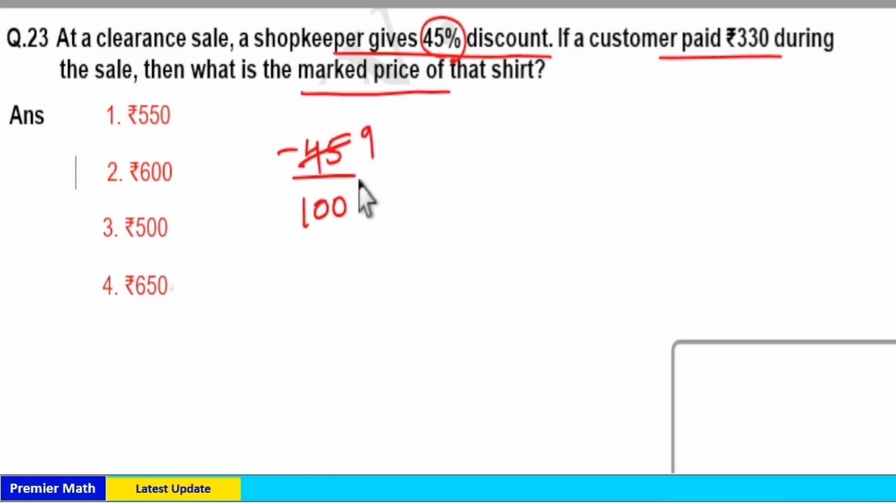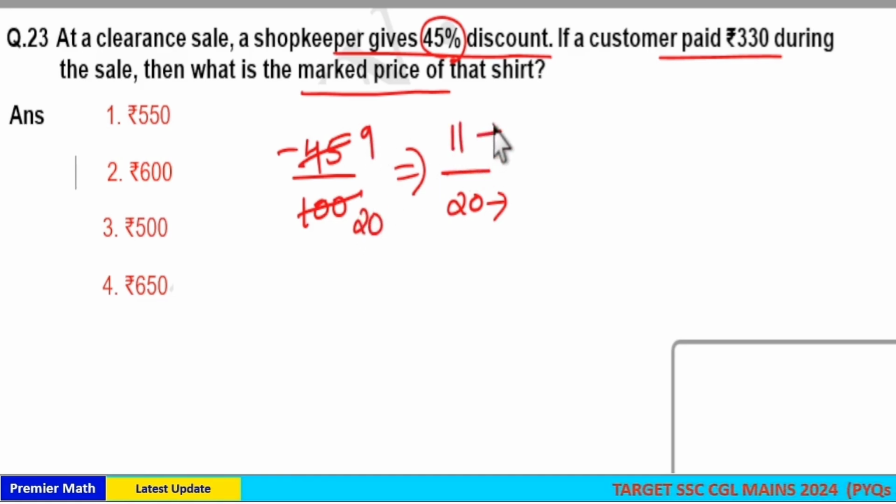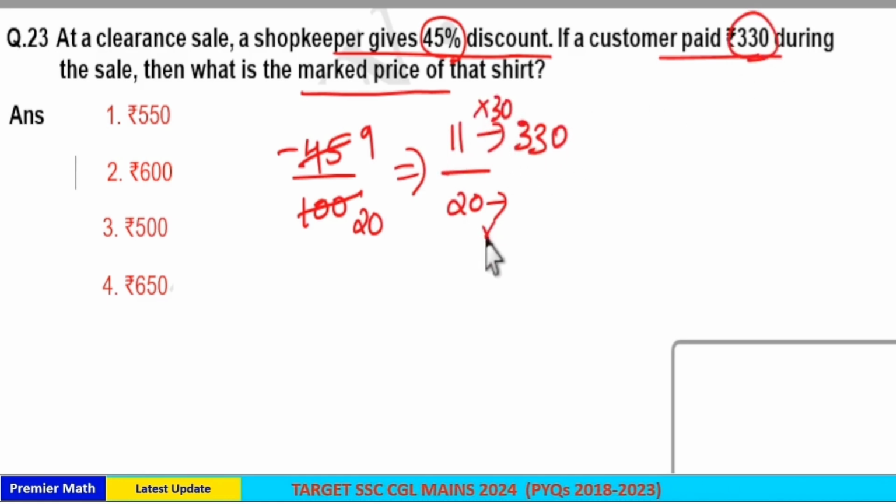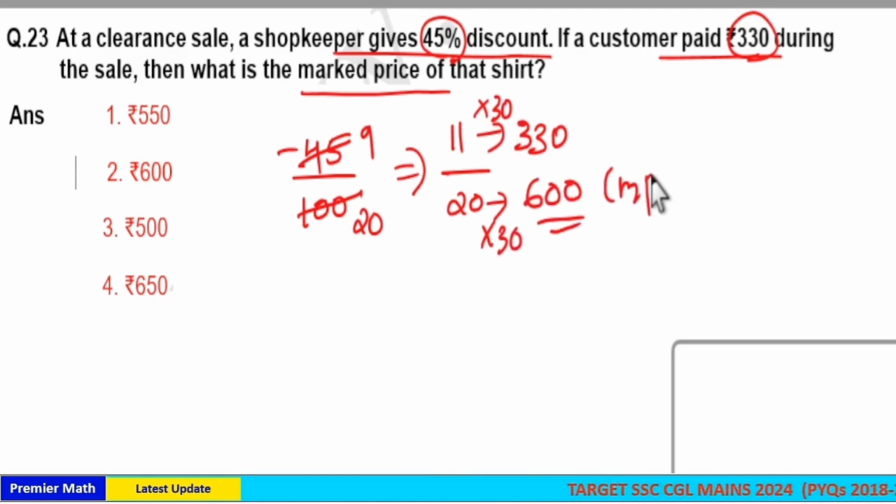Now, this 45 is the discount and 100 is the marked price. If you take the ratio, 5 goes 9 times in 45, 5 goes 20 times in 100. Which means 20 part is the marked price and 20 minus 9, 11 part is the selling price. Selling price here is equal to 330 rupees. Now 11 into 30 is 330. Same way 20 into 30 is 600, the marked price. Option 2 is your answer.